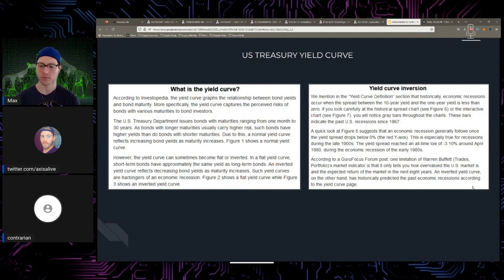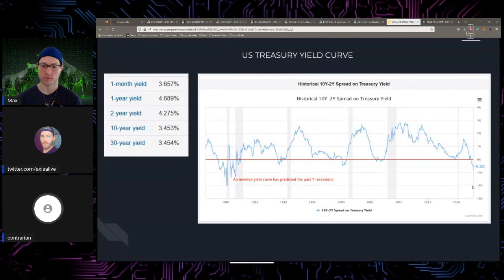And that's why your 2 years right now are at 4.4%, and the 10s are 3.6, and then the 30 years are 3.52. So it doesn't make sense. Why would I lock my money up for 30 years and make less on it? So that's what's meant by an inverted yield curve.